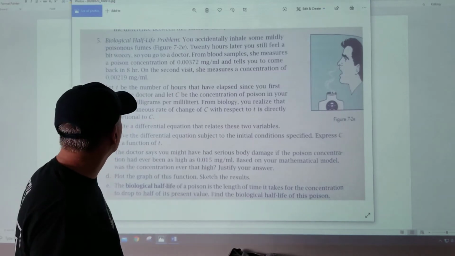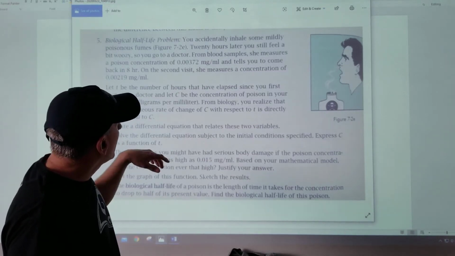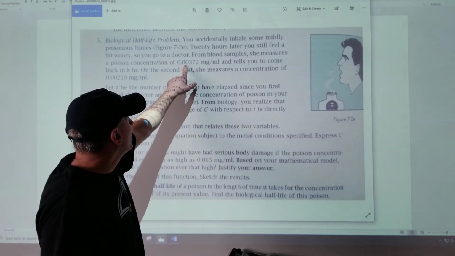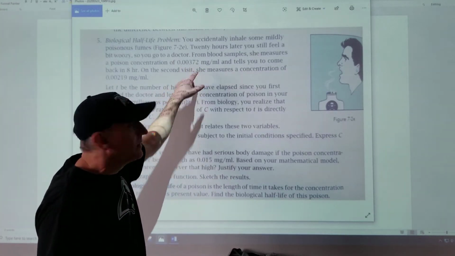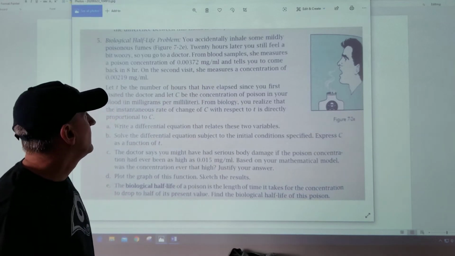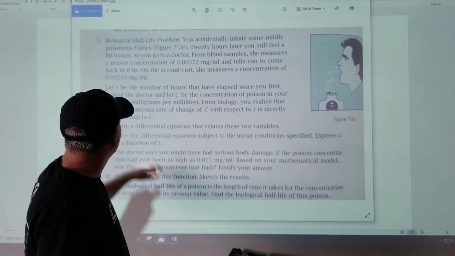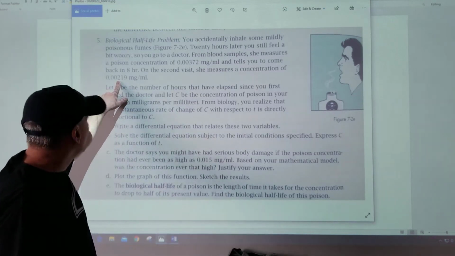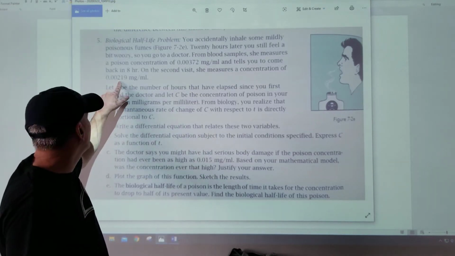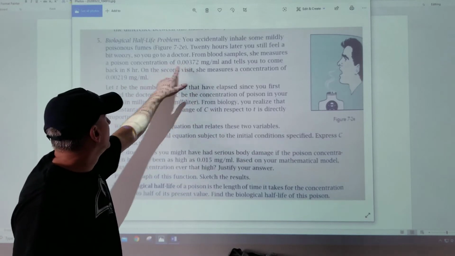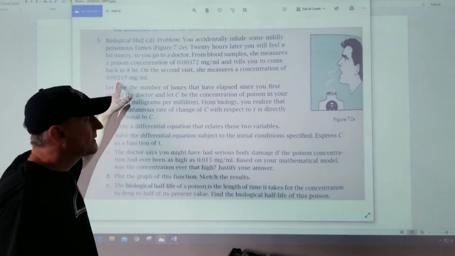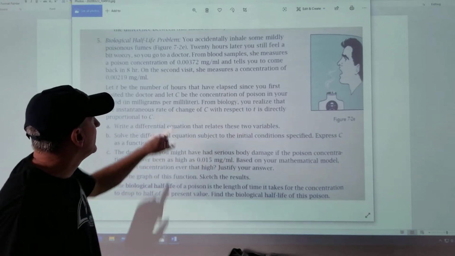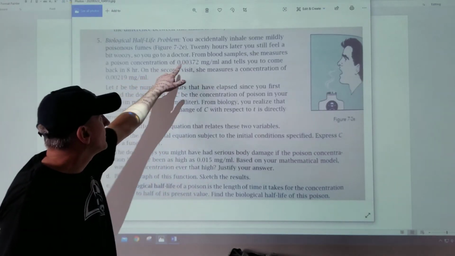And the doctor measures the concentration of poison in the victim at 0.00372 milligrams per milliliter and says, come back in 8 hours, and measures again. And this time she measures the concentration at this value. So as you can see, it's decreasing. The concentration of poison in this person's blood is decreasing. Now these measurements are 8 hours apart.